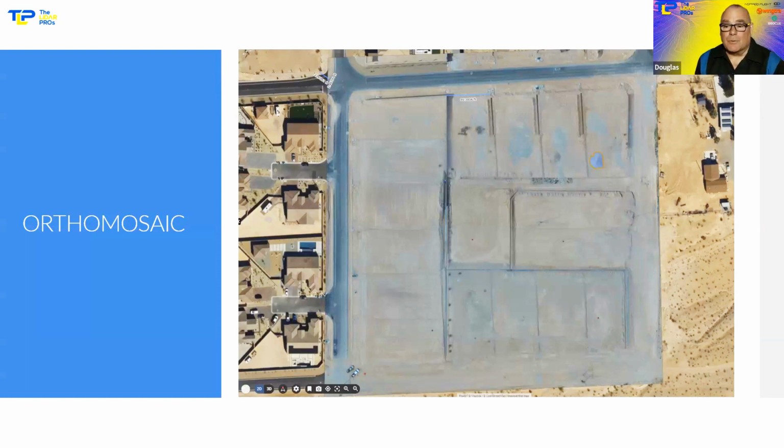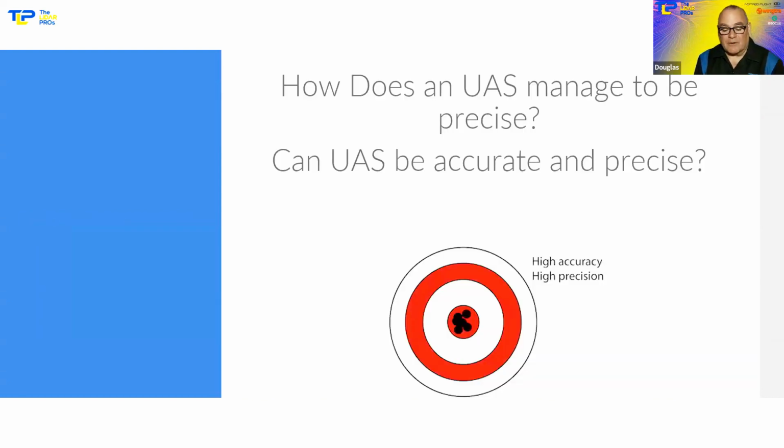Now, one of the questions that we get asked a lot, especially in the survey and construction side of the industry, is how does the aircraft manage to be precise? Can we be accurate and can we be precise? And the answer is yes, we can. We have a variety of technologies, whether it's an RTK, real-time kinematic access to GPS data, or a PPK, which is a post-process kinematic format. It allows us to get very precise from the air to the ground, localizing our grids to whatever plane system or coordinate system you might be working with.